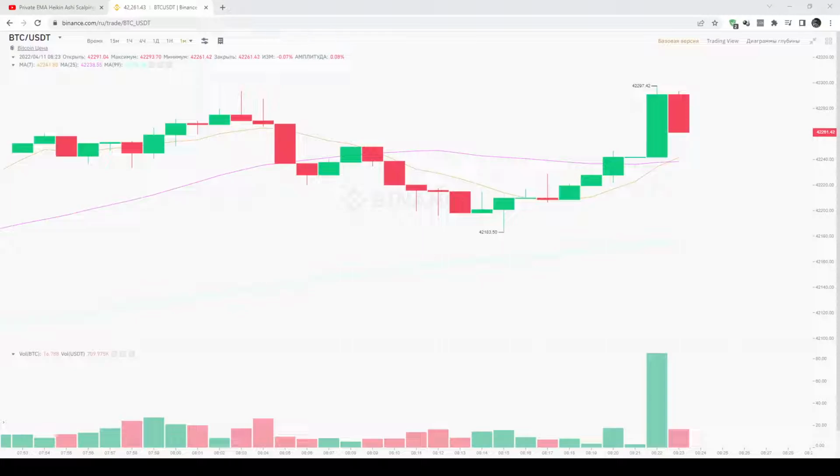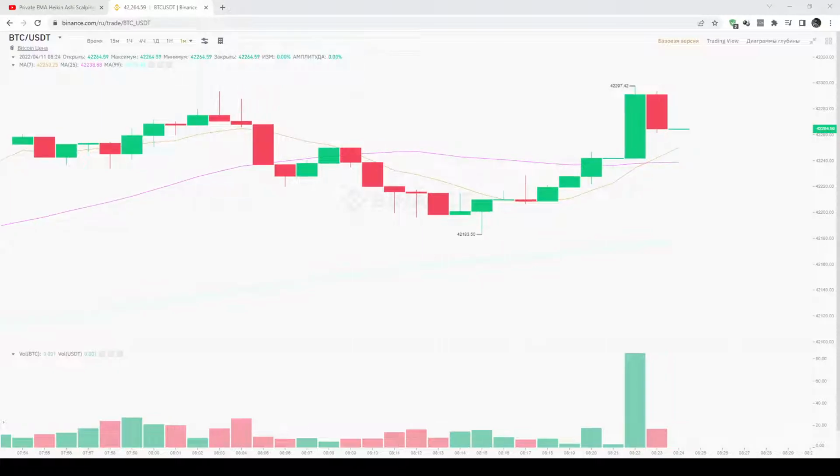The channel is green, and the Heikin Ashi candles are green. For the downtrend, the price is below the moving average channels. The channel is red, and Heikin Ashi candles are red. The range of the channels is related to the lookback period.